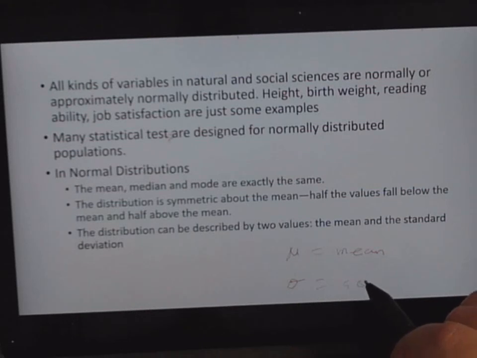I think I have a slide further on. There are lots of symbols further on. But for the moment, mu stands for the mean and sigma stands for the standard deviation. You don't need to remember the Greek names of them, you just need to remember what they look like.